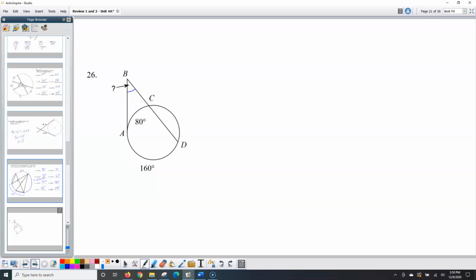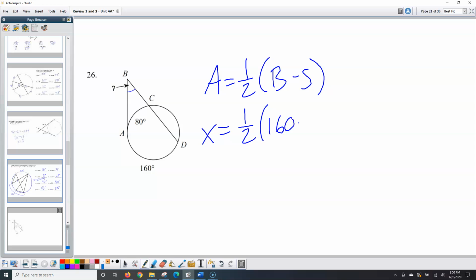Got an exterior angle. So we've got the angle equals 1/2 big arc minus small arc. The angle is x equals 1/2. Big arc is 160 minus a small arc 80. X equals 40 degrees.